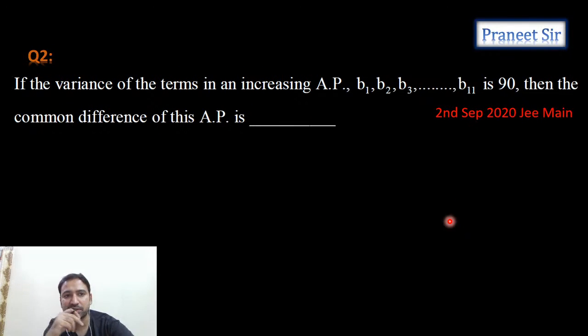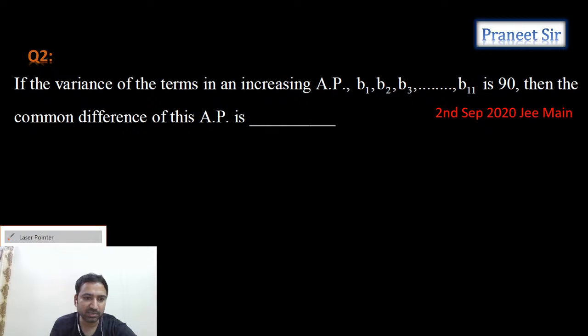Right, next question, guys. Everyone, let's do the next question. If the variance of the terms in an increasing AP, B1, B2, B3, so on, B11 is 90, then he is asking how much the common difference is. Right. So let's do this question. Then the common difference of this AP.